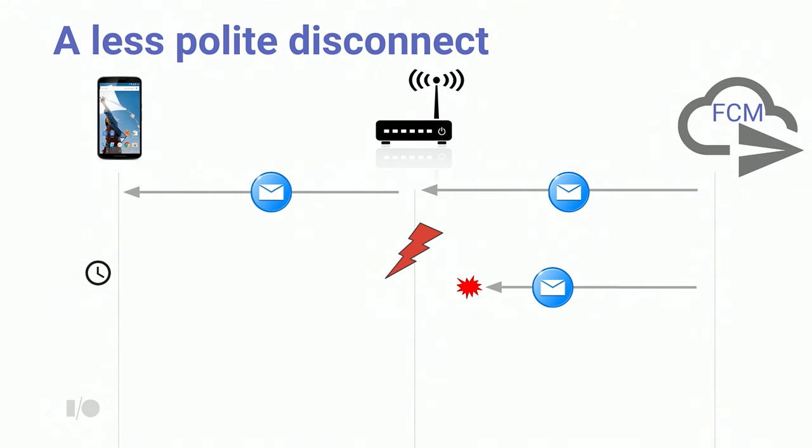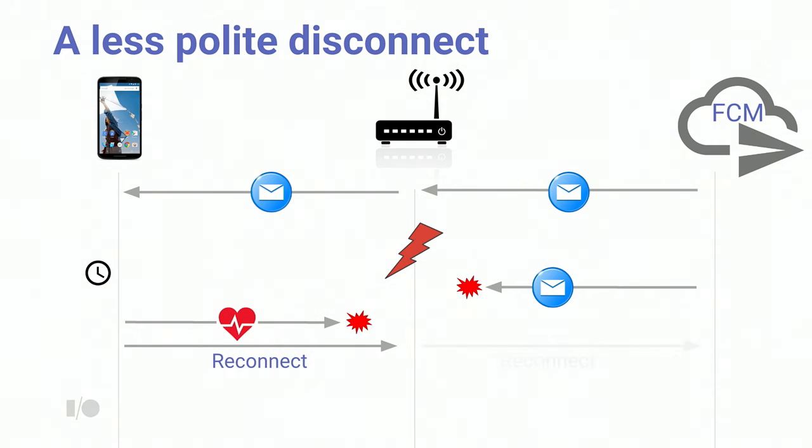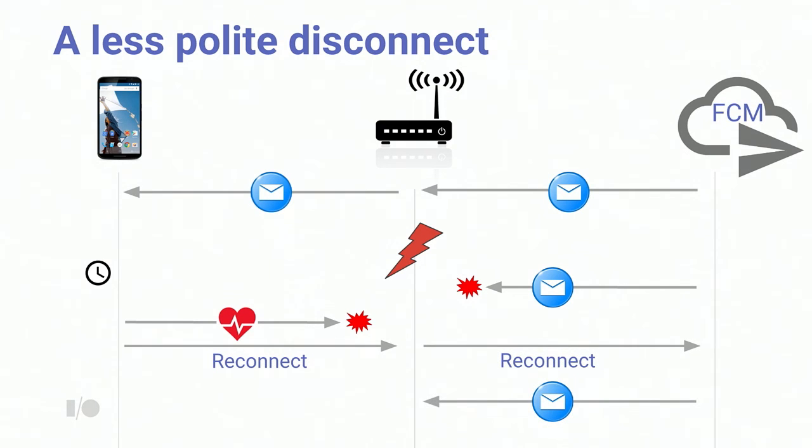A short time later, the phone will attempt to send a heartbeat back up to FCM, and it will attempt to do so on the old, now dead connection. When it does that, then it will realize that the connection has been closed. It will reestablish a new connection, and FCM will send any messages that have been queued in the meantime back down to the phone. The key takeaway here is that this scenario causes a period of disconnection that can range for up to a couple of minutes between the point of disconnect and until the phone sends a new heartbeat.